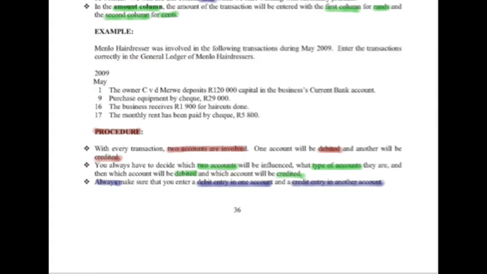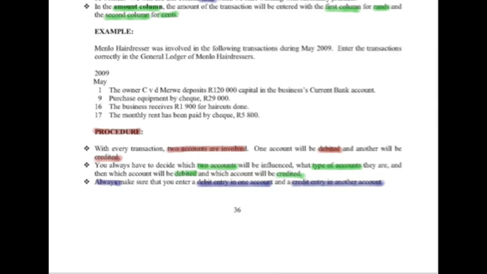So on May 1st, now before we consider the transactions, let's just consider the procedure. With every transaction, we need to know which 2 accounts are involved. One account will be debited, as practiced in the previous video, and another account will be credited. You always have to decide on 4 things. Firstly, which 2 accounts are to be influenced. Secondly, what type of accounts are they? Third, which account is then to be debited or credited?